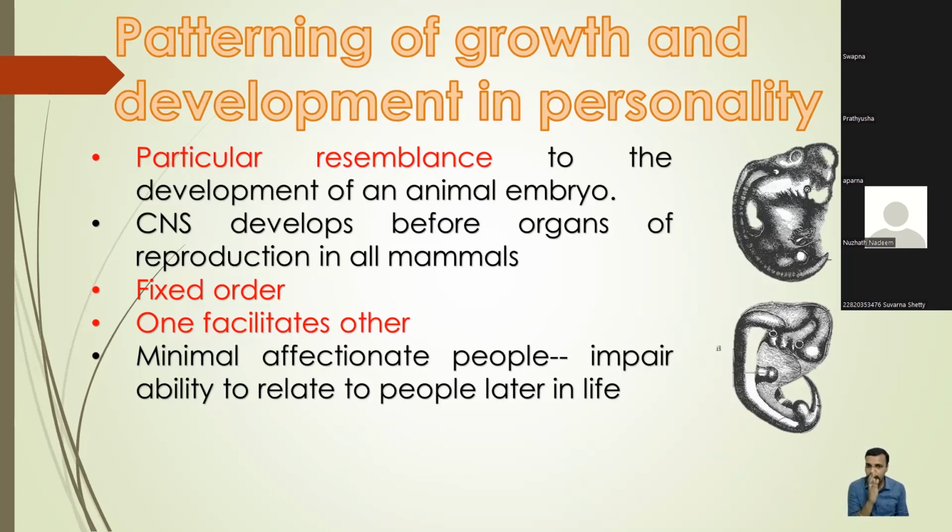The behavior of one thing will facilitate the other. Some people get very little affection during their childhood. Whenever there are such less affectionate people, that will impair their future relations. How they behave and how they value relationships will be affected. So this is how personality is developing. We are just studying how personality develops.